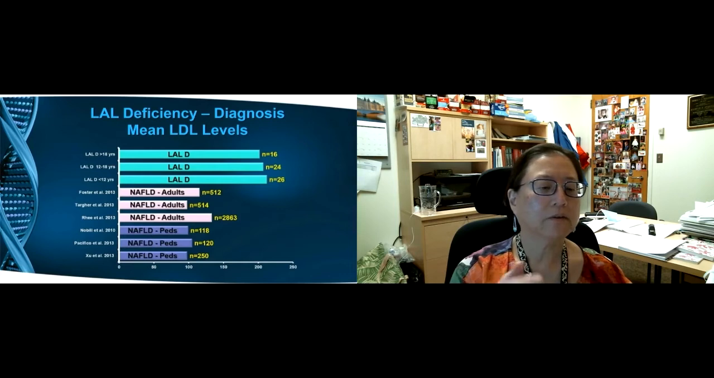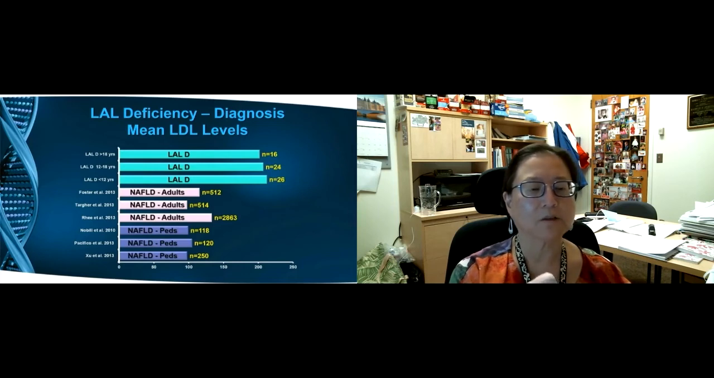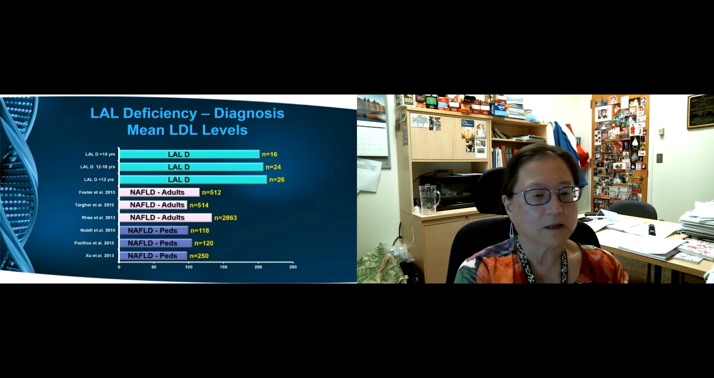And this slide, I think, is very interesting because it shows that the lysosomal acid lipase patients who have LDLs measured, they're usually very high. And you may see elevated LDLs in adults and pediatric patients who have non-alcoholic fatty liver disease. But the degree to which the elevation occurs in these patients is much less than in patients who have lysosomal acid lipase deficiency, as shown with the top blue bars. Next slide.